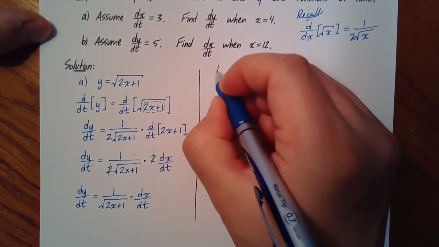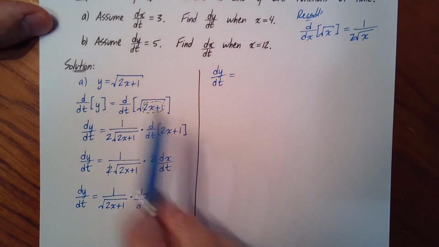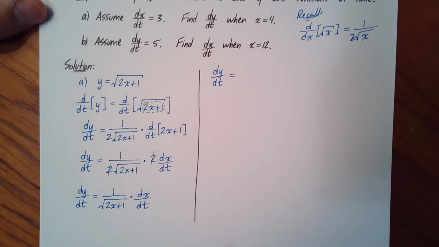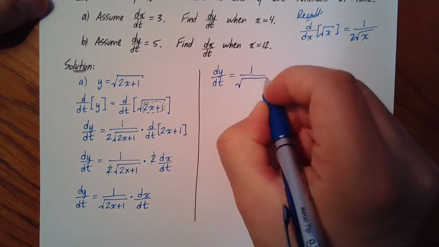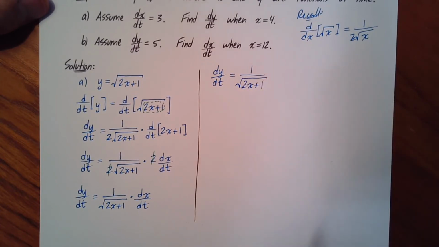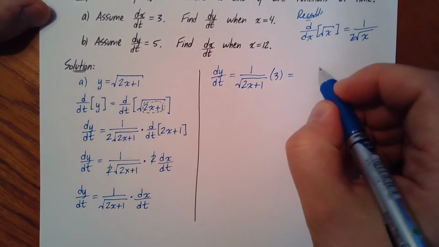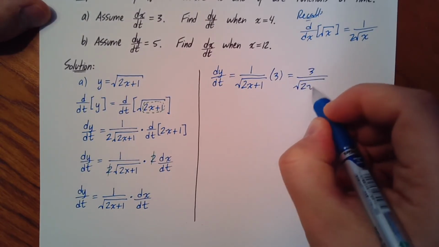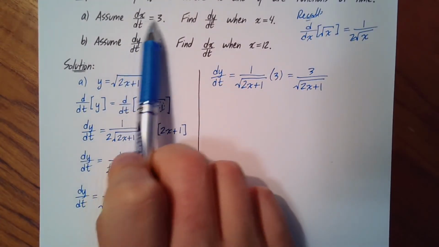So first of all, dy dt, let's first take into account the fact that we're assuming that the derivative of x with respect to time is equal to 3. We're going to get 1 over the square root of 2x plus 1 multiplied by 3. So that's going to give us 3 over the square root of 2x plus 1. That's under the assumption that dx dt is equal to 3.